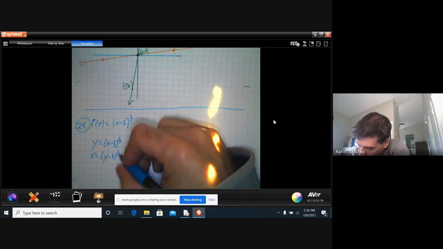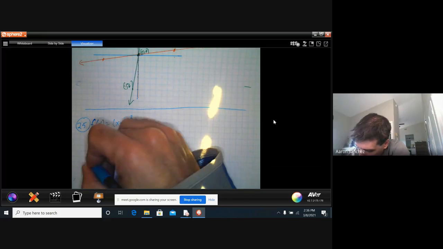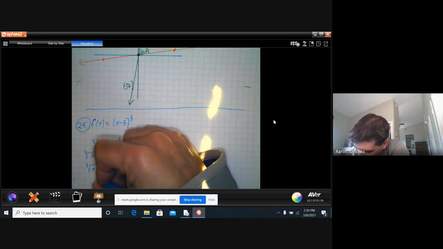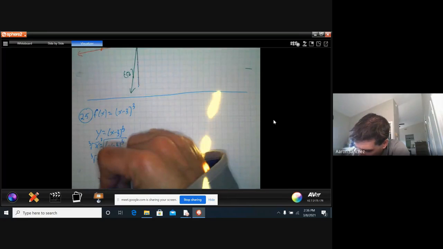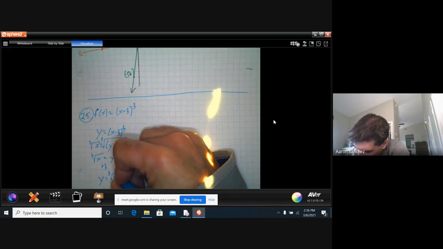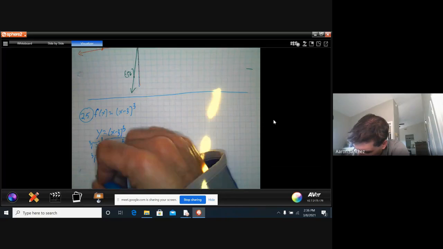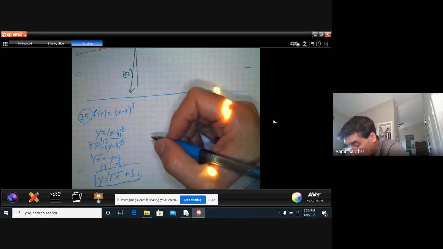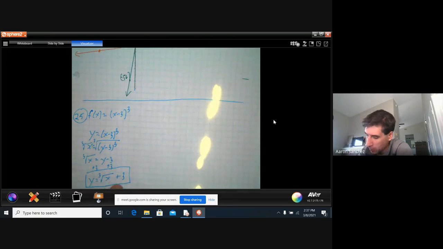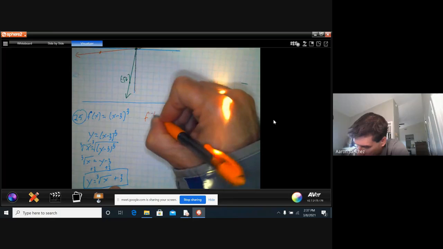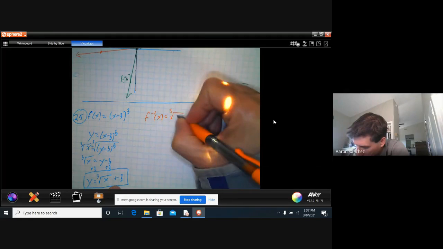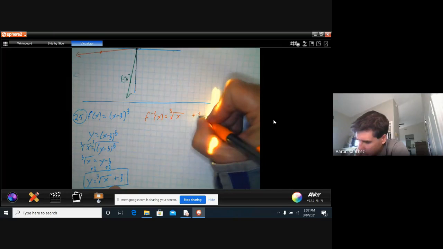How do you get rid of the cube first? By doing the cube root. Then we add 3. And we're going to say y equals the cube root of x plus 3. So that's the inverse. And the plus 3 goes on the outside. Is that right?